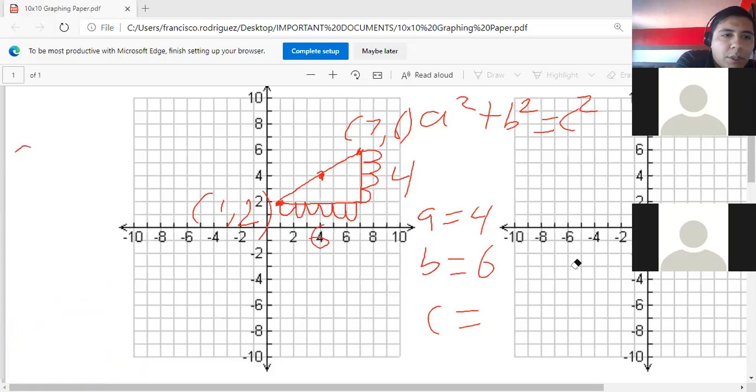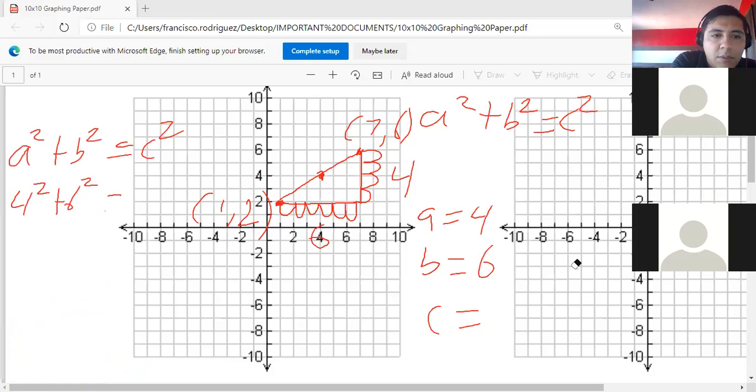But anyways, so we're going to do a squared plus b squared equals c squared. And that should be 4 squared plus 6 squared is equal to c squared. So what would 4 squared be? 16. And then 6 squared? Yes, 6 squared would be 36. So adding those two together, we have 36 and 16, which is 52.